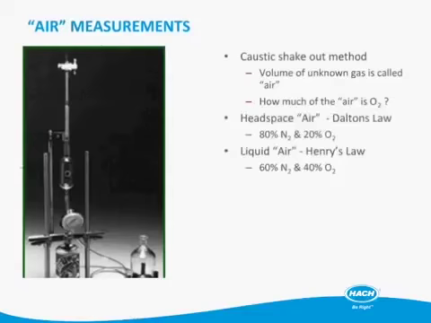I want to switch gears here and talk about package air. So package air is the gas that you get out of a container when you release the headspace gas through caustic. The caustic consumes the CO2, and you end up with a bubble at the top of a burette, and you call that air. If you look at that air in terms of headspace air from a package, it would follow Dalton's law. And if you look at it in terms of liquid air, it would follow Henry's law. So when we move on to this next slide, I want you to keep that in mind.